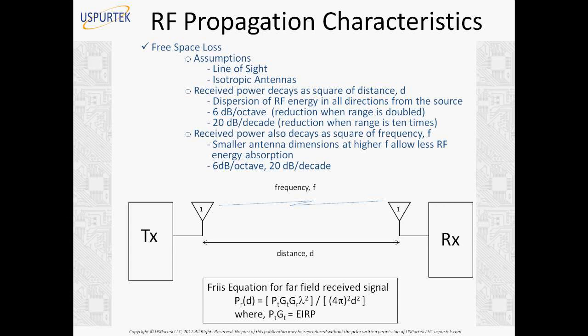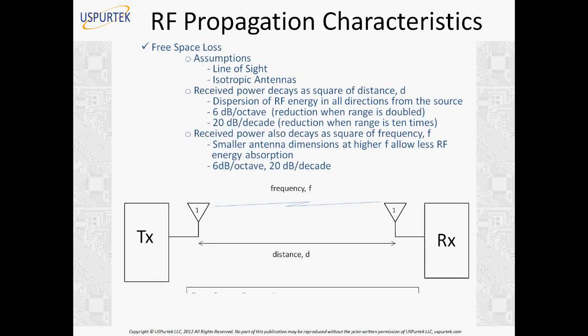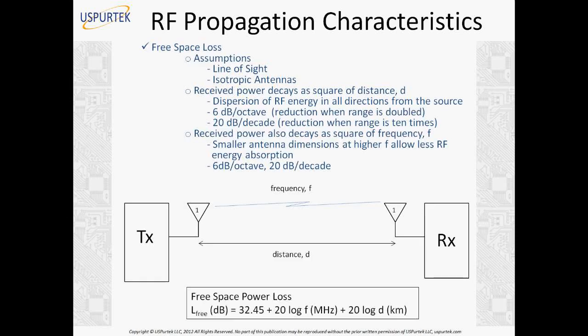So if you go into the physics of it, you arrive at this formula. You don't have to remember it, but just look at what it reveals. This is the Friis equation for the far field received signal. The received power is a function of the transmit power, the gain of the transmit antenna GT, the gain of the receive antenna, the wavelength, and the distance. We have this term called EIRP, equivalent isotropic radiated power, which is the product of the transmit power and the gain.